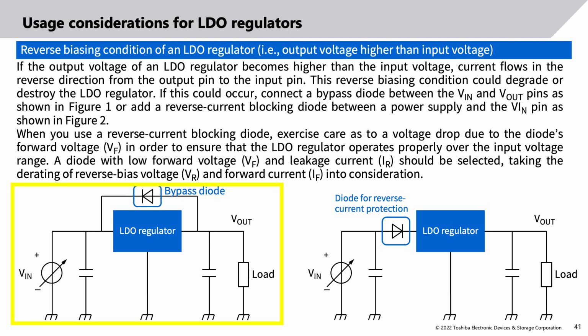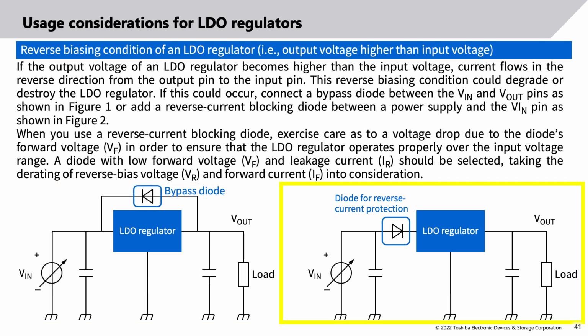If this could occur, connect a bypass diode between the Vin and Vout pins as shown in the figure, or add a reverse current blocking diode between a power supply and the Vin pin as shown in the figure. When you use a reverse current blocking diode, exercise care as to the voltage drop due to the diode's forward voltage, VF, in order to ensure that the LDO regulator operates properly over the input voltage range. A diode with low forward voltage, VF, and leakage current, IR, should be selected, taking the derating of reverse bias voltage, VR, and forward current, IF, into consideration.